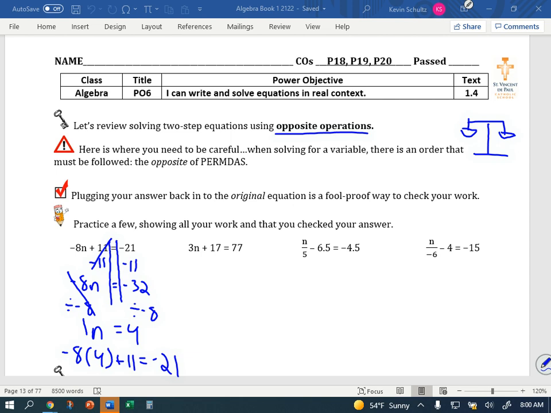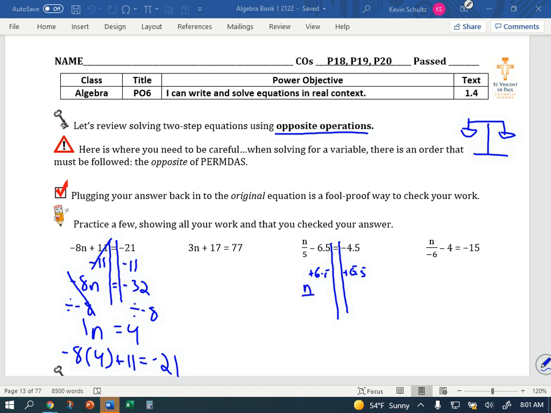N divided by 5 minus 6.5 equals negative 4.5. Okay, it's all fun and games until you start adding fractions and decimals. What would we do first here? What would we do first? Alex? Add 6.5. The opposite of subtracting 6.5 is adding 6.5.